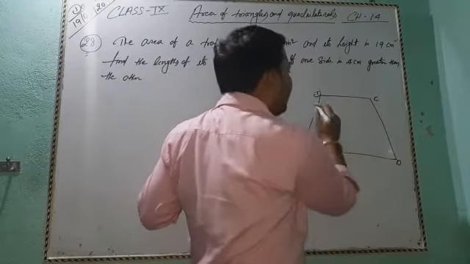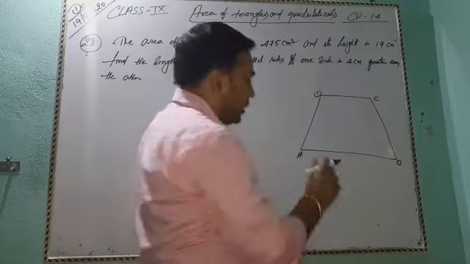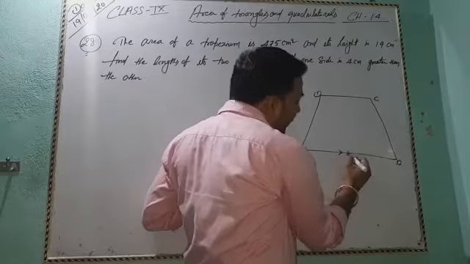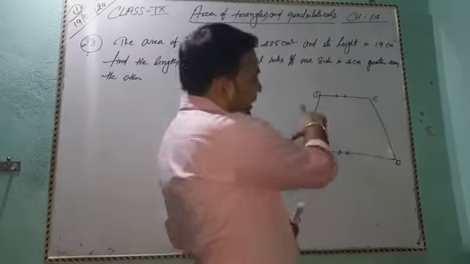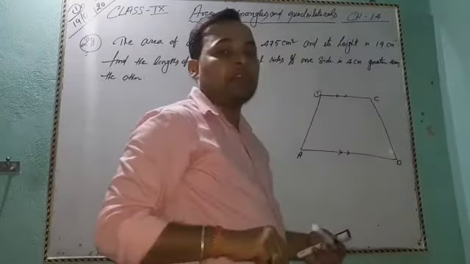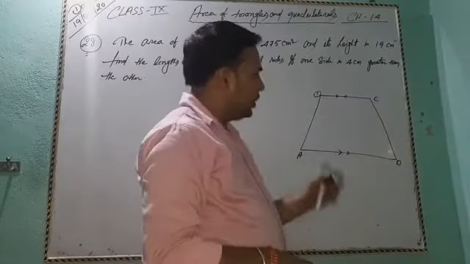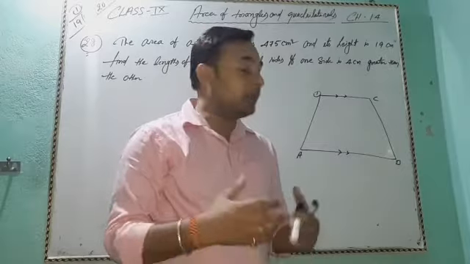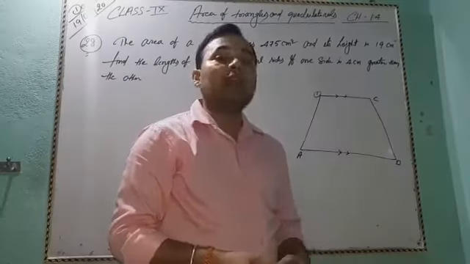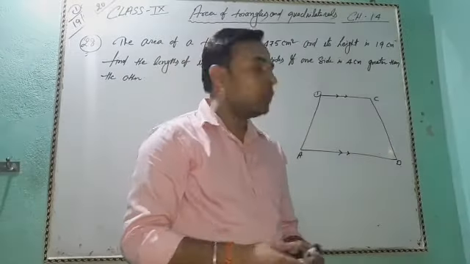ABCD is a trapezium in which one pair of opposite sides are parallel. So side AB is parallel to side DC, and AD and BC are non-parallel sides. If in a trapezium the two non-parallel sides are equal, then we say that this trapezium is called an isosceles trapezium.